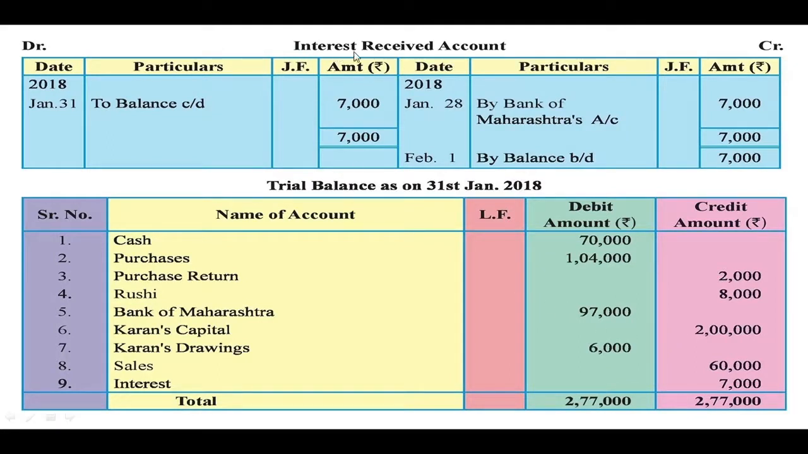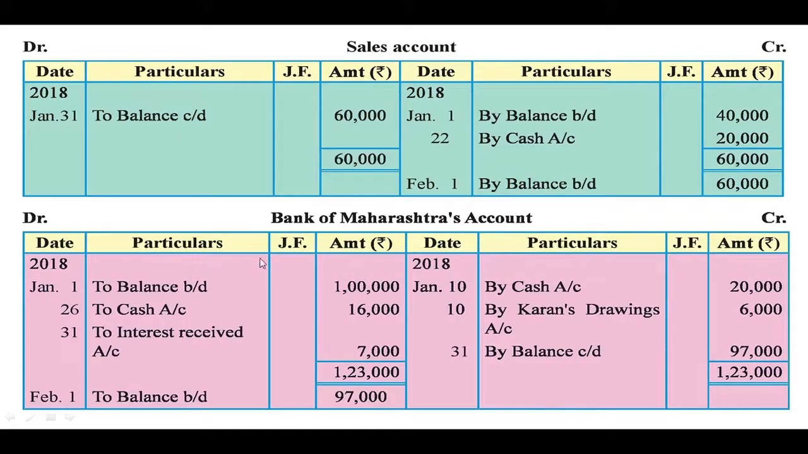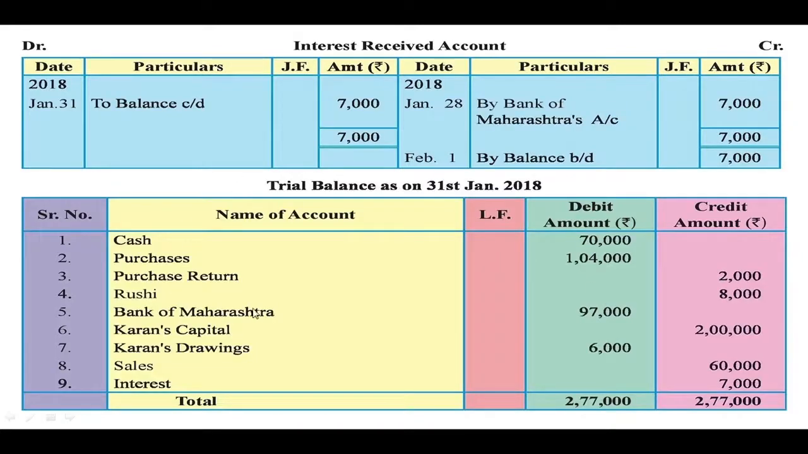Now for example, interest received account, the closing balance is on the debit side, it will be recorded on the credit side. Here you can see. Then here another account is Bank of Maharashtra account. The closing balance is on the credit side, you can see here. So it will be transferred on the debit side of the trial balance, 97,000. So in this manner, from all the accounts you have to transfer the closing balances, and then you have to take the total of the trial balance, and that should be equal.